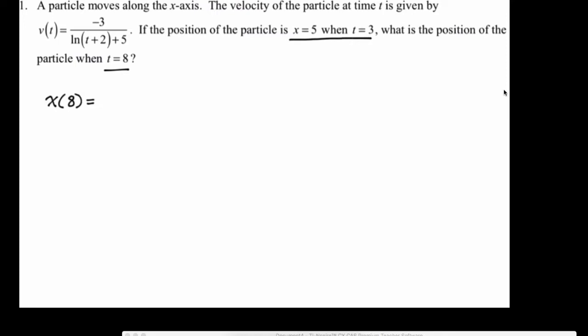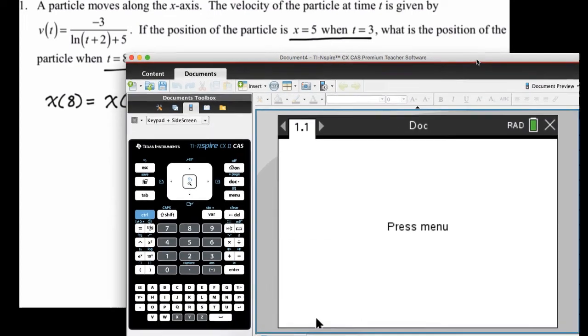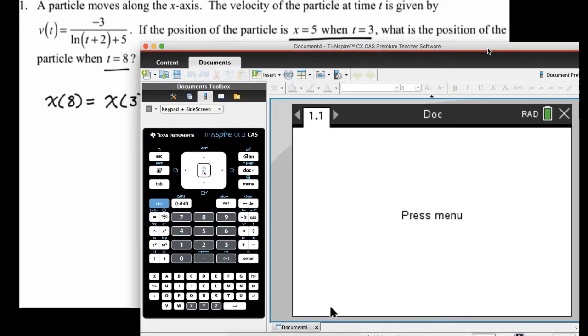So I'm going to use the fundamental theorem, just kind of rearranged, right? I know the fundamental theorem says x of 8 minus x of 3 is equal to the integral from 3 to 8 of v of t dt. So rearranging that, I get x of 3 plus the integral from 3 to 8 of v of t dt. All right, and now we're going to do the calculator part. So let's see. What is relevant here?